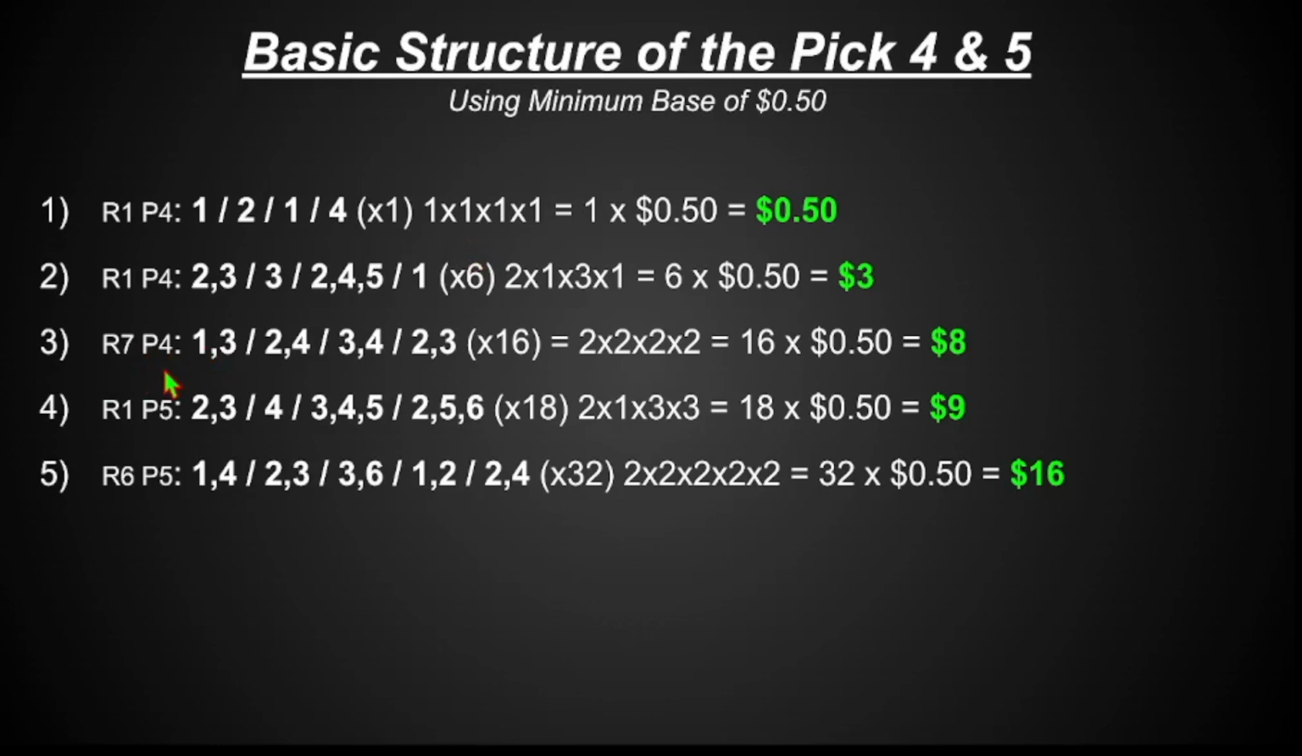Another example, race 7, pick 4. Say there's 10 races on the card, 7, 8, 9, 10. Race 7, you have the 1 or the 3 to win. Race 8, you have the 2 or the 4 to win. Race 9, you have the 3 or the 4 to win. And race 10, you have the 2 or the 3 to win. A multiplying effect of 16. 2 by 2 by 2 by 2 is 16 times your 50-cent minimum. This would be an $8 wager. In a pick 4 to take 2 horses in each leg, times 16 with a 50-cent minimum, that's an $8 wager.